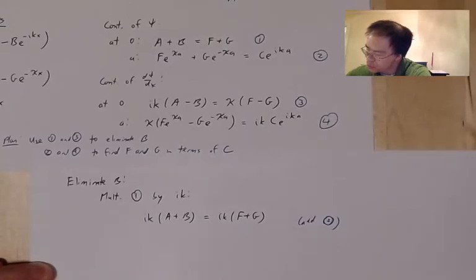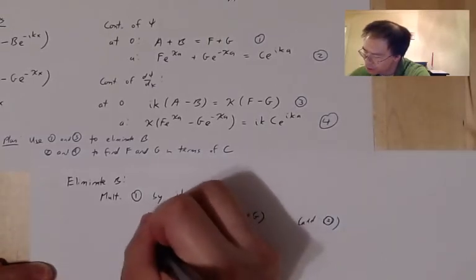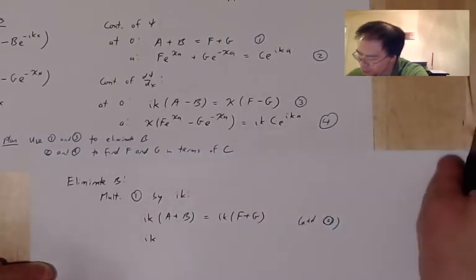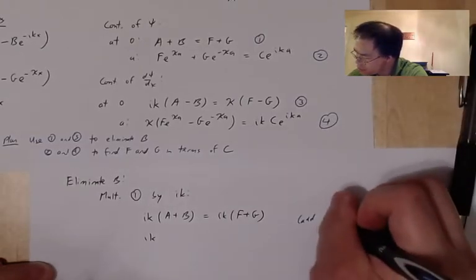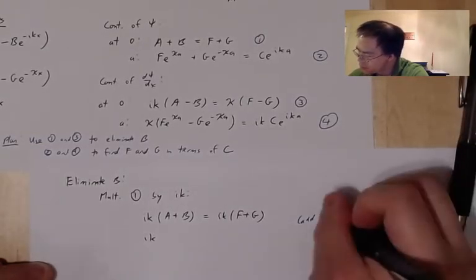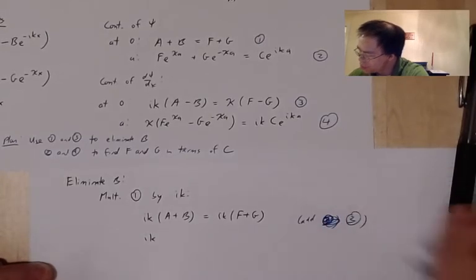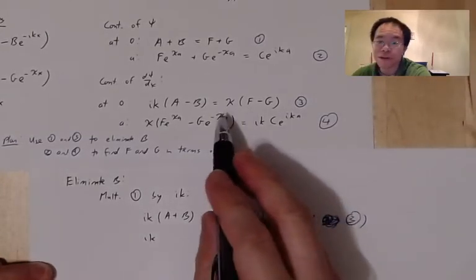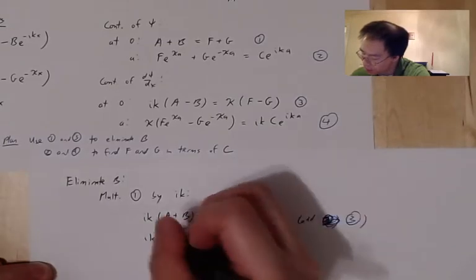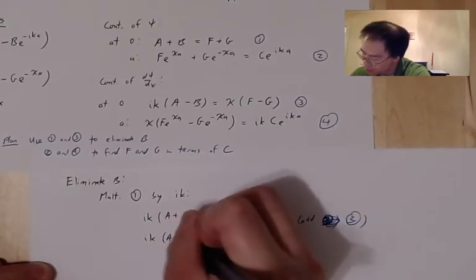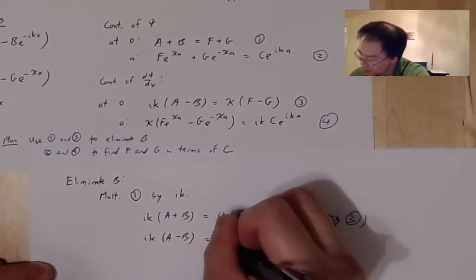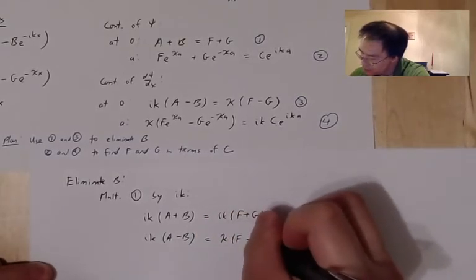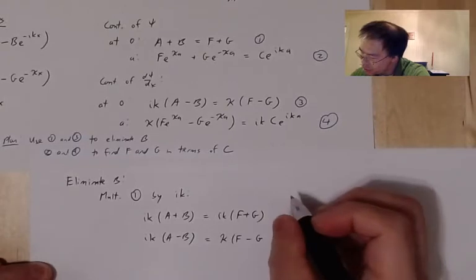I add equation 2, and that gives me an ik. Sorry, equation 3. Equation 3 is what I'm talking about here. Right, so I have an ik a minus b, and I'll just rewrite it for clarity's sake. I have a kappa f minus g.